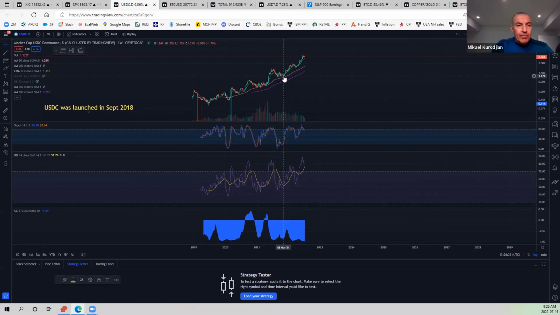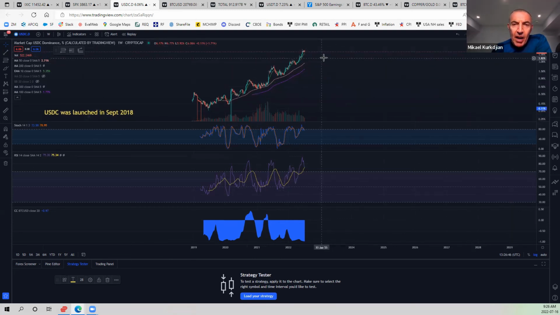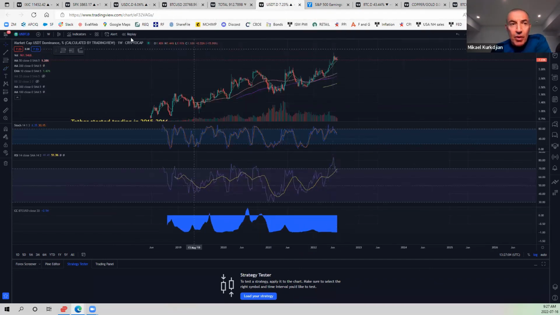Now, why am I looking at this? Because right now, if you look at these stablecoins, USDC and USDT, they're both at all-time highs. So what we are seeing with the stablecoins at all-time highs is exactly correlating with the bearish market that we're having right now with Bitcoin. Here is USDC's market cap in a range of 6%. USDT's market cap is approximately, today, above 7% right over here. So this is why these are both at all-time highs.